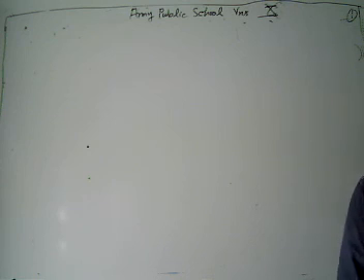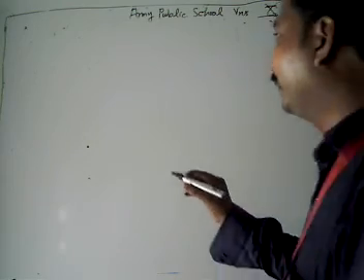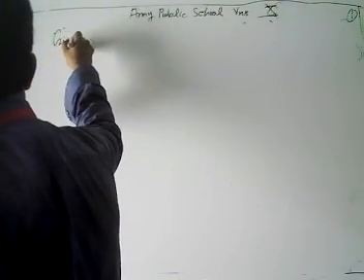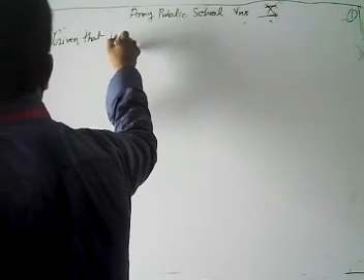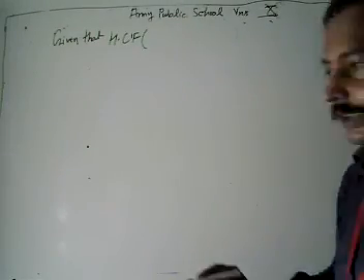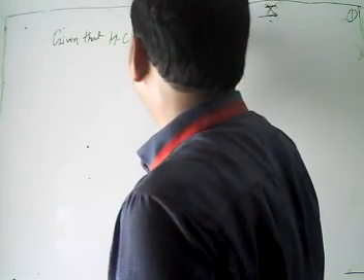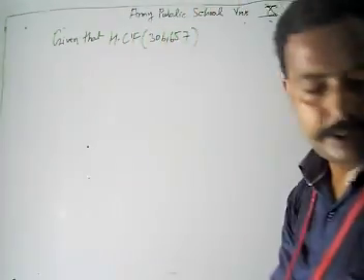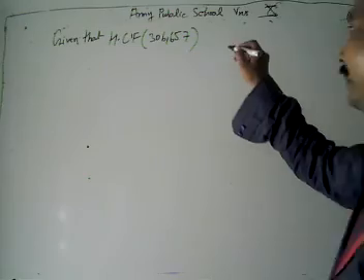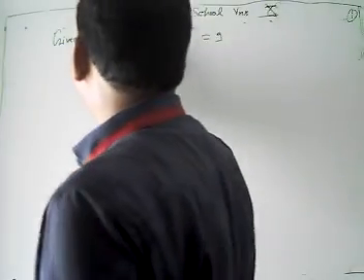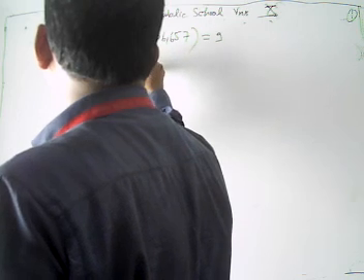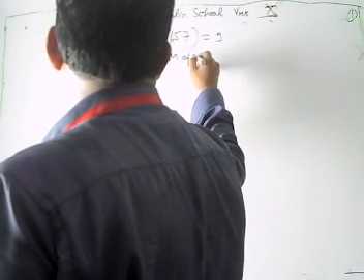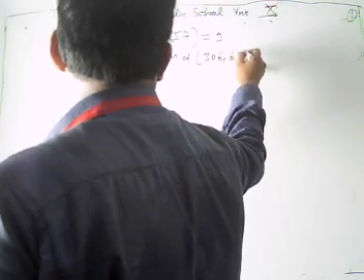Now look, take another question from your NCERT text. It is given that the HCF of two numbers, 306 and 657, is 9. Then it is asked to find the LCM of 306 and 657.